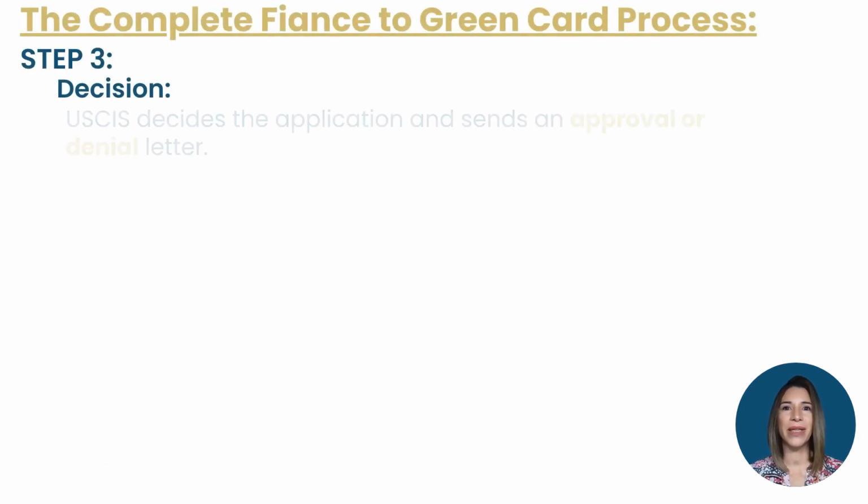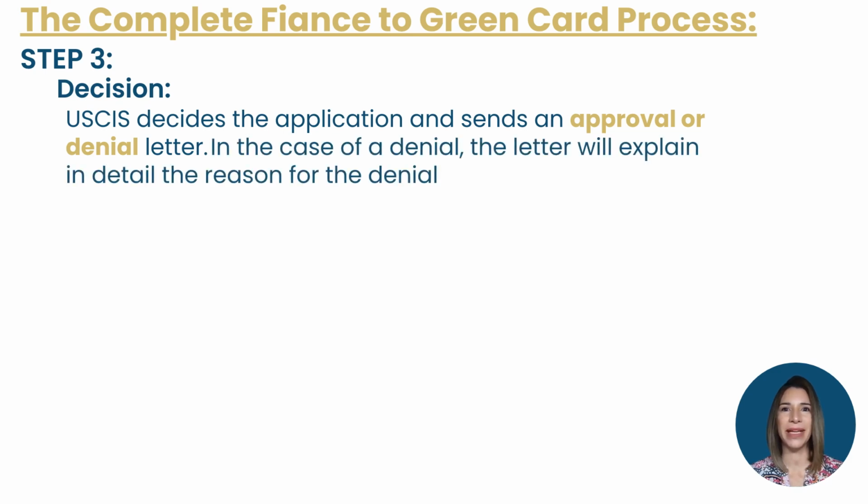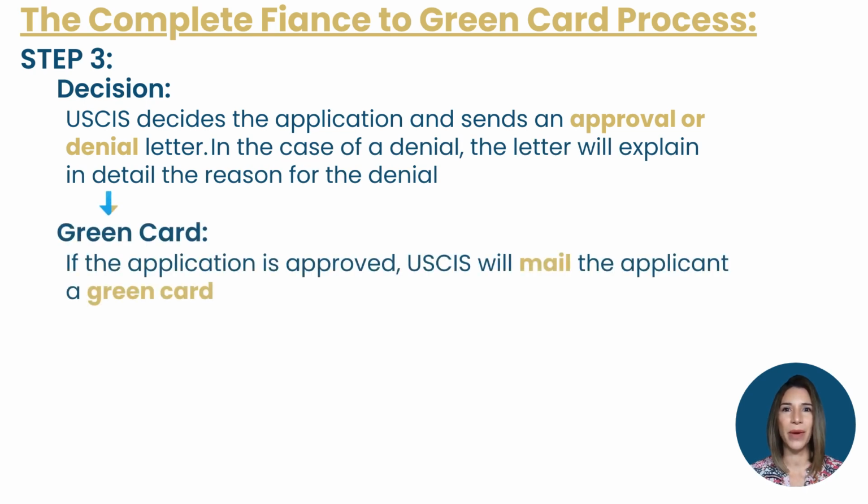Decision. USCIS decides the application and sends an approval or denial letter. In the case of a denial, the letter will explain in detail the reason for the denial. Green card. If the application is approved, USCIS will mail the applicant a green card.